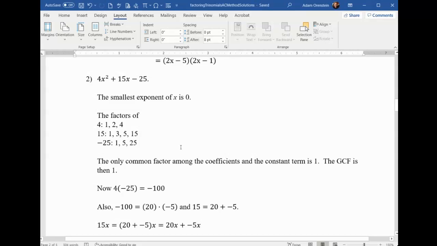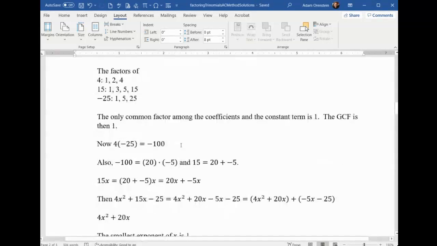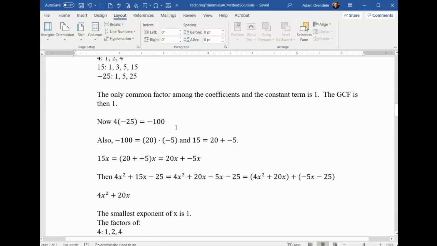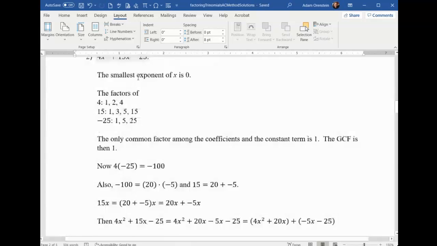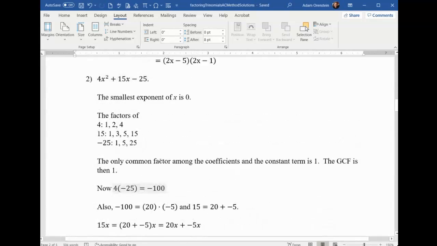I know x to the 0 being 1 is not 100% precise, but for this class, it's okay. So the GCF is 1, so we don't factor out anything initially. Now, 4 times minus 25 is minus 100. So we need two numbers whose product is minus 100 and whose sum is 15.